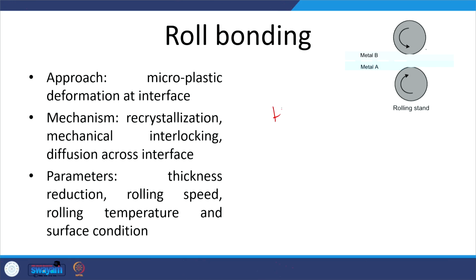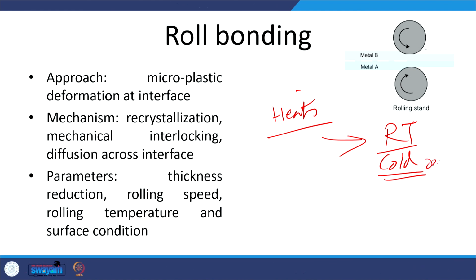So, rolling we can do in 3 conditions. One is the room temperature condition, then it will be termed as cold roll bonding. Okay. And if it is a little greater than room temperature, then warm roll bonding, and otherwise hot roll bonding.